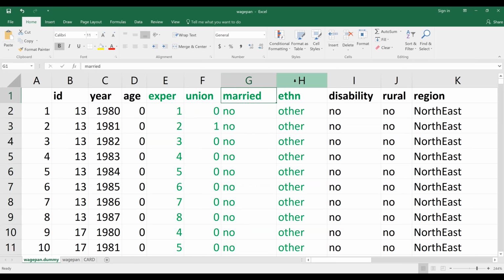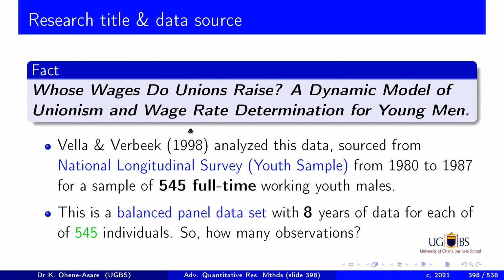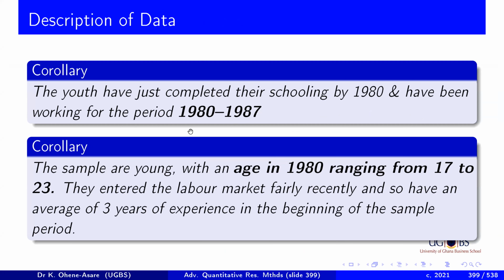Okay. Ethnicity will be a dummy variable, a pure dummy. There are all kinds of ethnicity, or it's also called race. Okay, let me just show you something here. It's also called race. Okay. Race. Okay. So let me just mention this, that the youth have just completed their schooling by 1980.